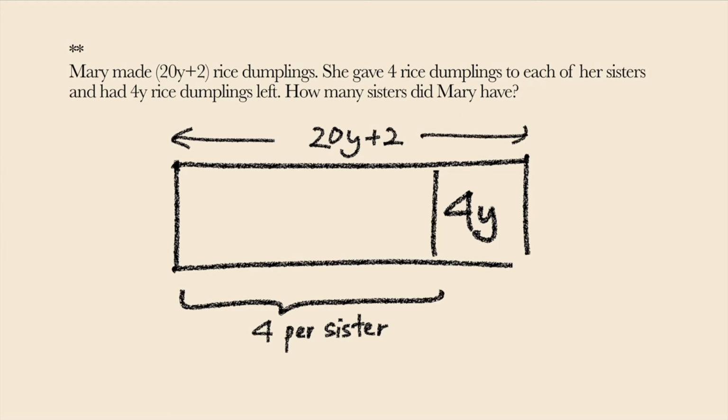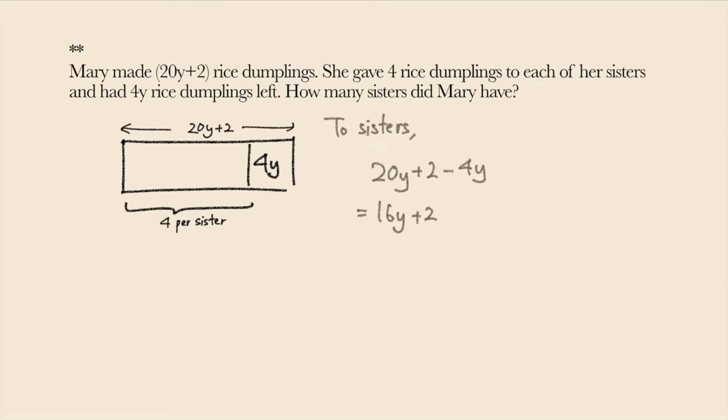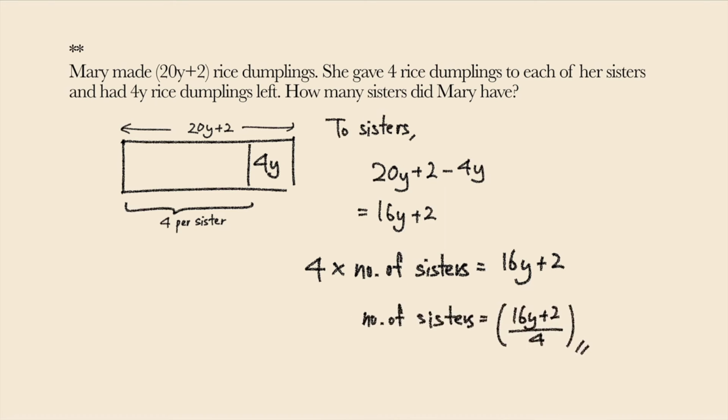But what we do know is the number of dumplings given to the sister. That will be total minus what's left. So let's do that. To the sisters will be 2y plus 2 minus 4y. That will be 16y plus 2. Now we're going to find out the number of sisters. So if 4 times the number of sisters gives us this, the number of sisters will simply be the entire expression divided by 4.